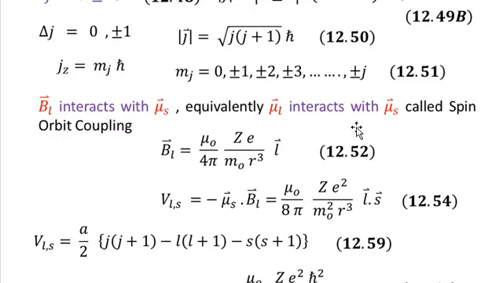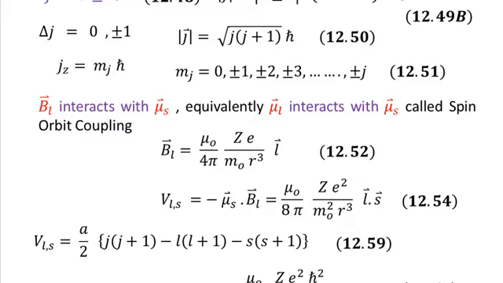When these two quantities interact with each other, then of course the spin splitting energy will be produced, which is labeled as VLS, as shown on the left hand side of equation number 54. The full expression is equal to minus mu s times BL, which is equal to mu naught over 8 pi into Z e square over m naught square into r cube, and then the term L dot S, where L dot S is the dot product between the orbital angular momentum and the spin angular momentum, as shown in equation number 54.